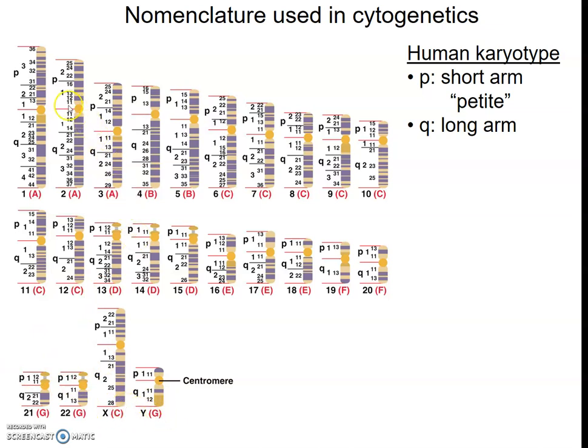We also have, relative to the centromere, which is shown here as this yellow circle, what is known as the short arm and the long arm. The short arm is known as the petite arm, and so we call that the P arm. And then the Q arm, so right after P comes Q, that is by definition our long arm. And so you can actually map genes and determine its location.